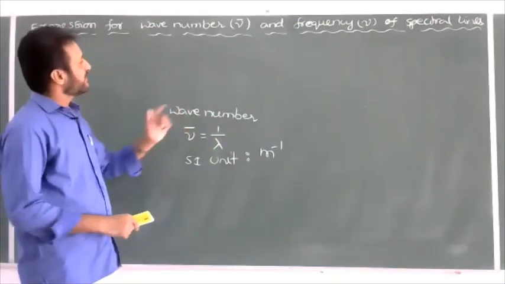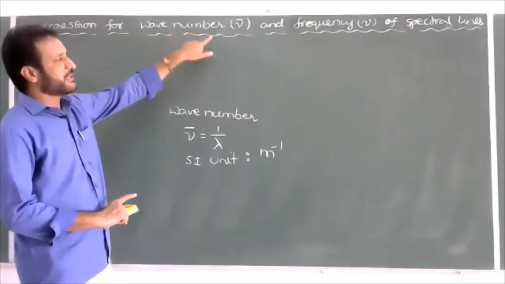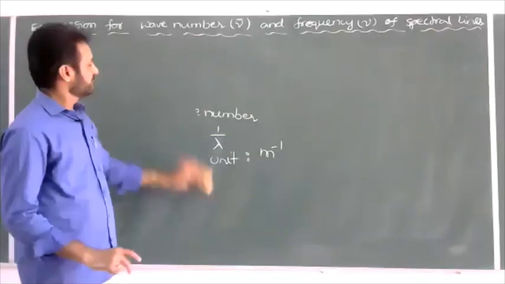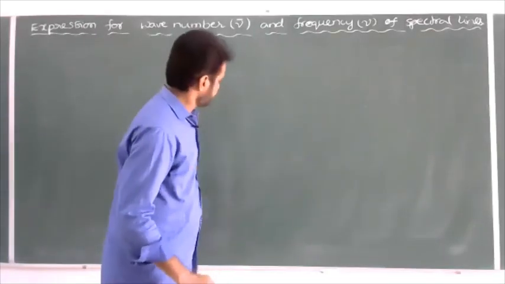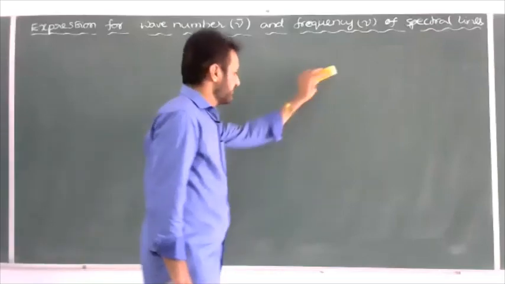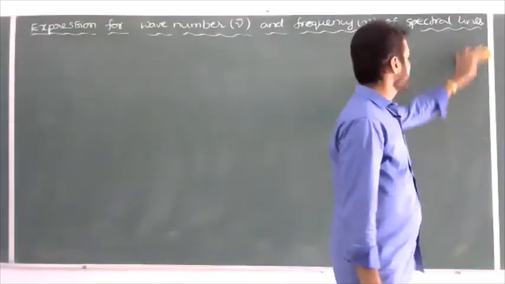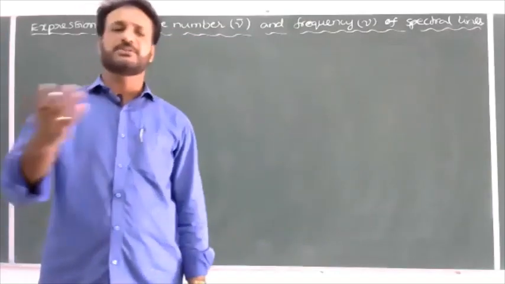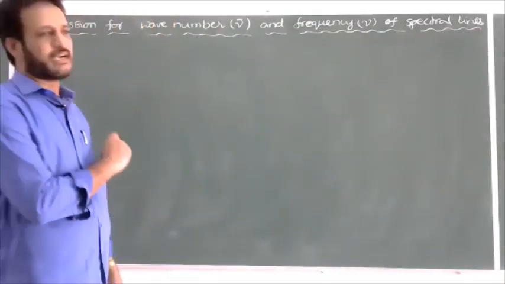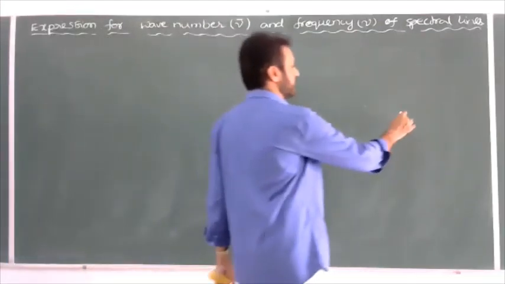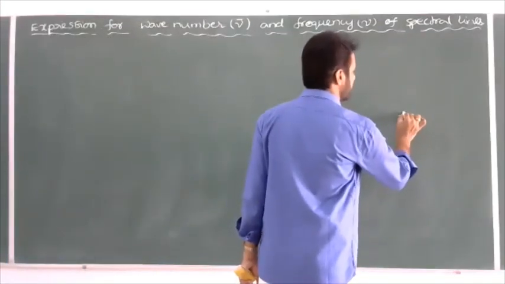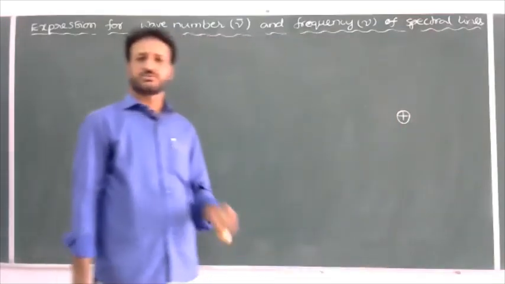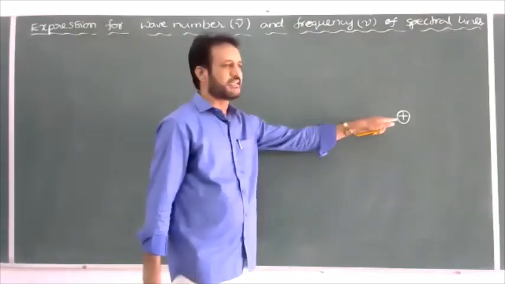Now we'll derive an expression for the wave number of spectral lines, or frequency of the spectral line. Generally we derive the formula for a hydrogen atom. First we'll derive the general formula, and at the end we'll put Z equal to 1 to get the expression for a hydrogen atom. For this I am considering the nucleus of an atom. The central part of the atom is called the nucleus, where the total positive charge and almost all the mass of the atom is concentrated.